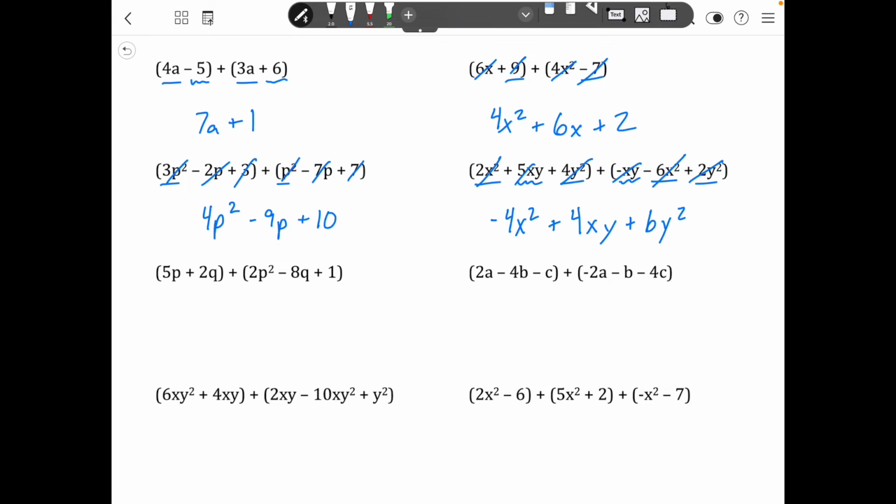All right, so the last one had this, and this one does too, and we have different variables. We need to be careful not to mix those. So first I'm going to start with the p's. P squared, there's only one p squared, so we have 2p squared. And then we have 5p. This is the only p with no exponents, so I'm going to say plus 5p. We have 2 minus 8q, so minus 6q plus 1.